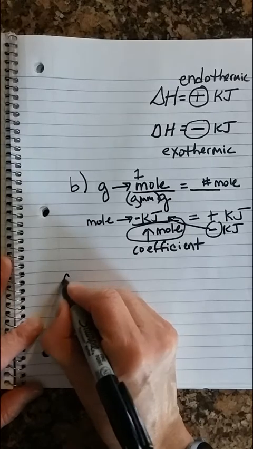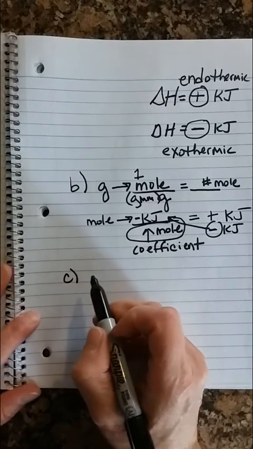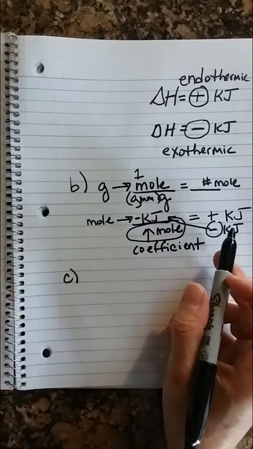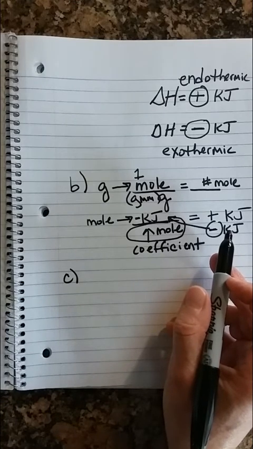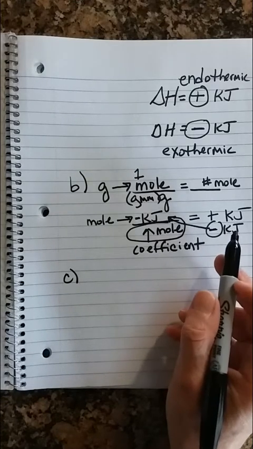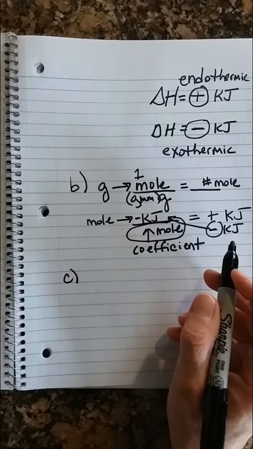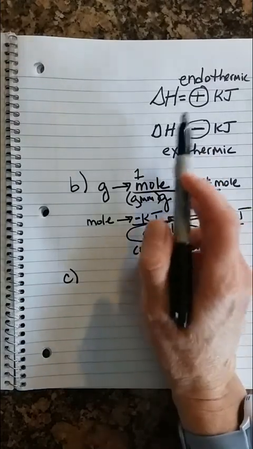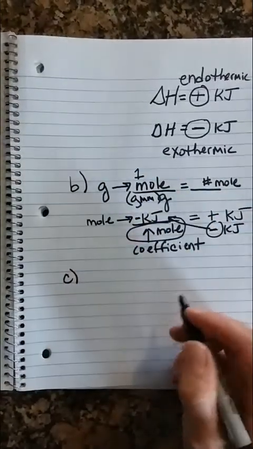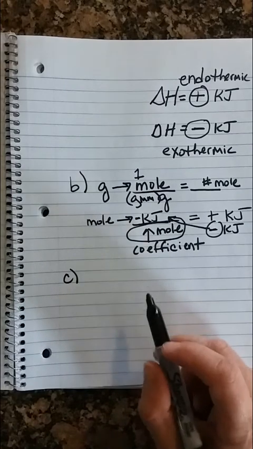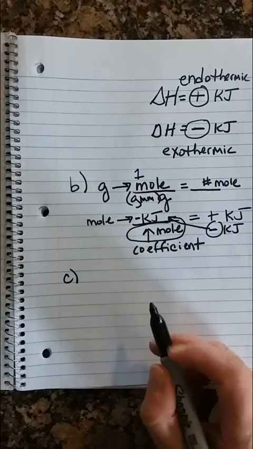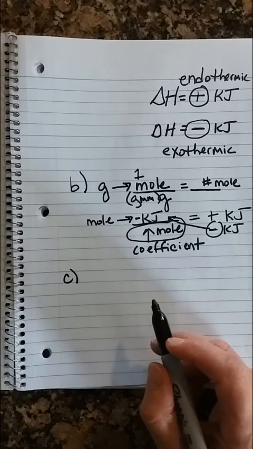For part C, we're going backwards. We're going to start with kilojoules. The question is going to ask you how many grams of a substance are needed to produce an enthalpy change. Enthalpy is this thing up here, that H thing. And then they'll give you a value for kilojoules.